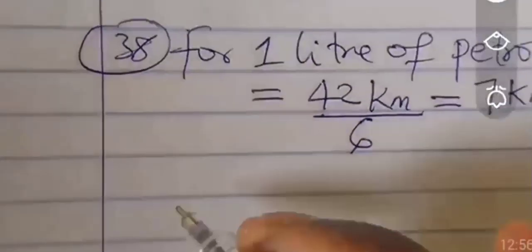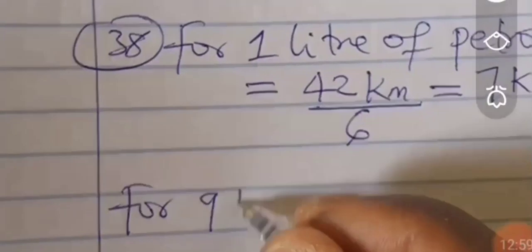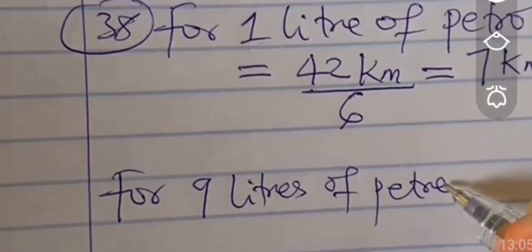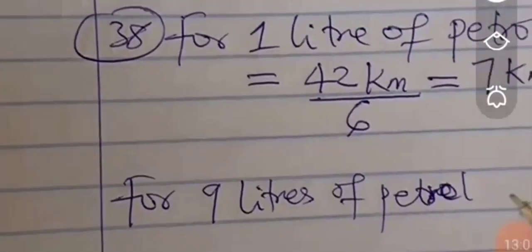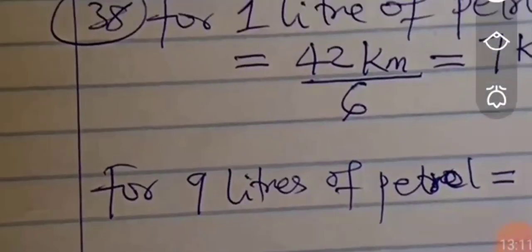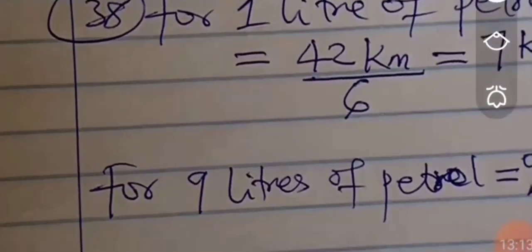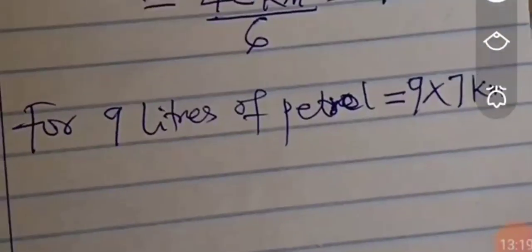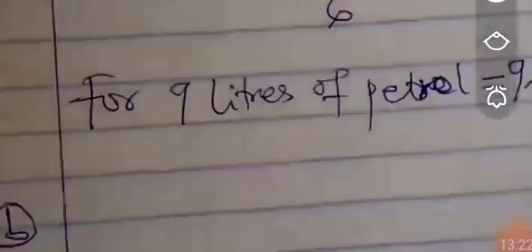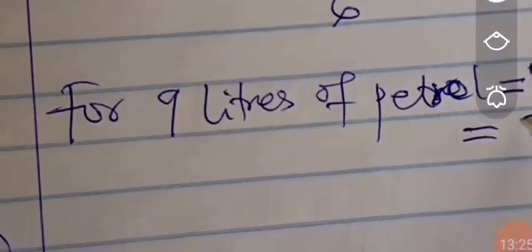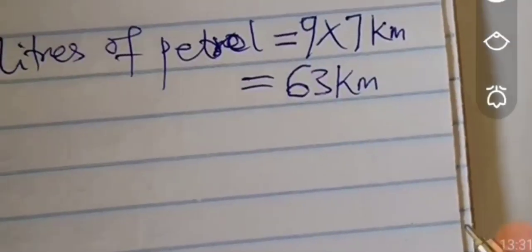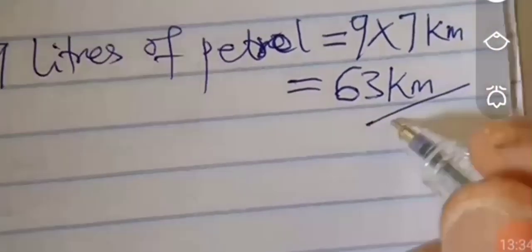Now we go on with the next one. The next thing says 9 liters. So for 9 liters of petrol, I don't want to write down all these things. The car will travel 9 times 7 kilometers. Remember, 1 liter is 7 kilometers. So we have 9 liters now, which will be 9 times 7. 9 times 7 is 63. So we have 63 kilometers.